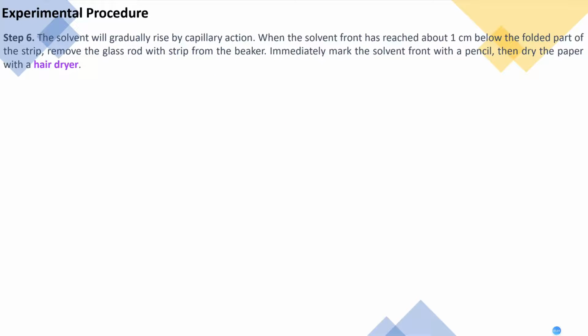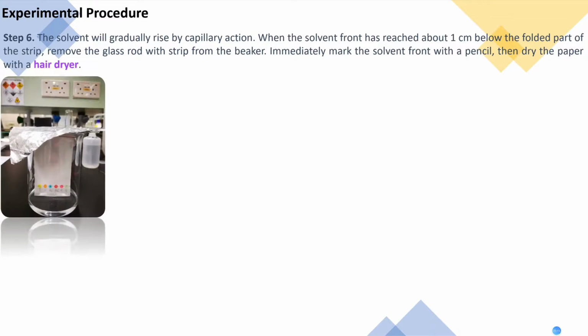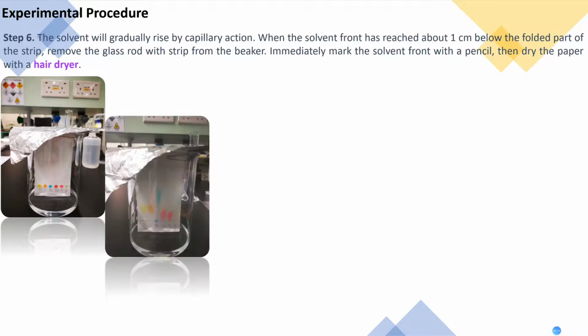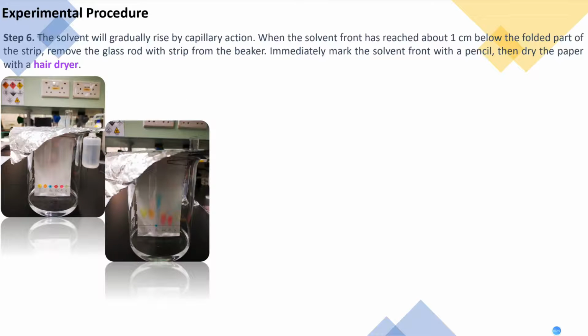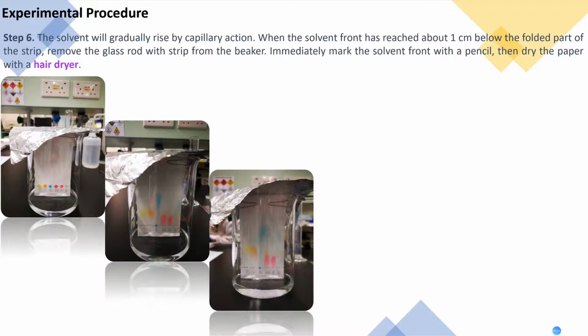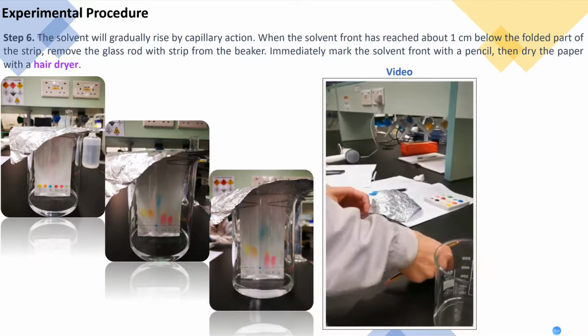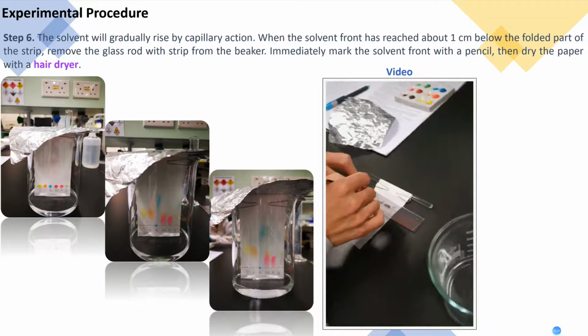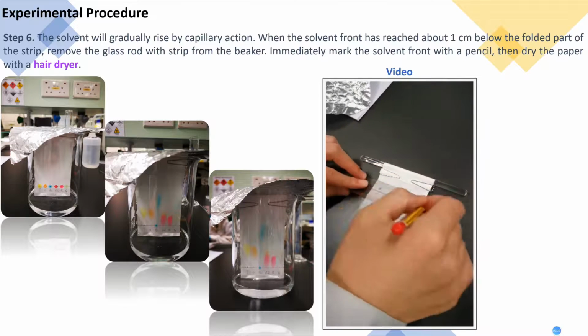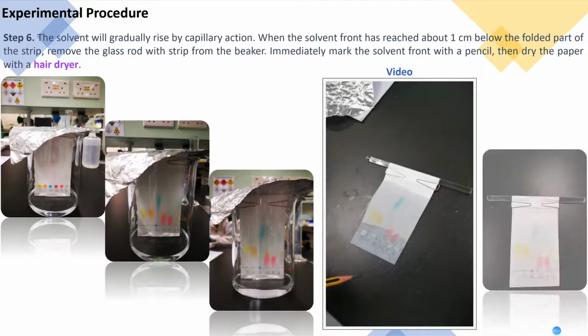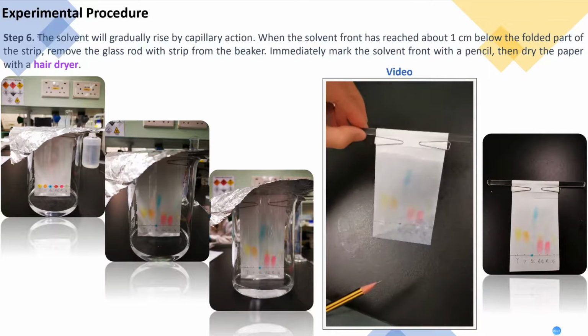The solvent will gradually rise by capillary action, carrying the components in the spots along. When the solvent film has reached about 1 cm below the folded part of the strip, carefully remove the glass rod. Immediately mark the solvent film with a pencil, and then dry the paper strip with a hair dryer.